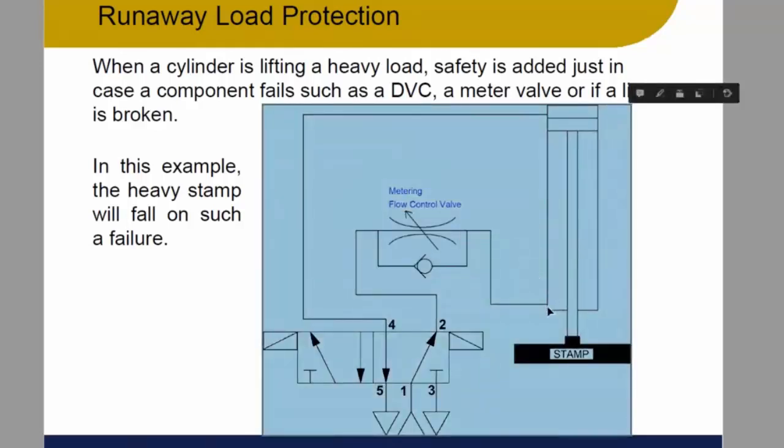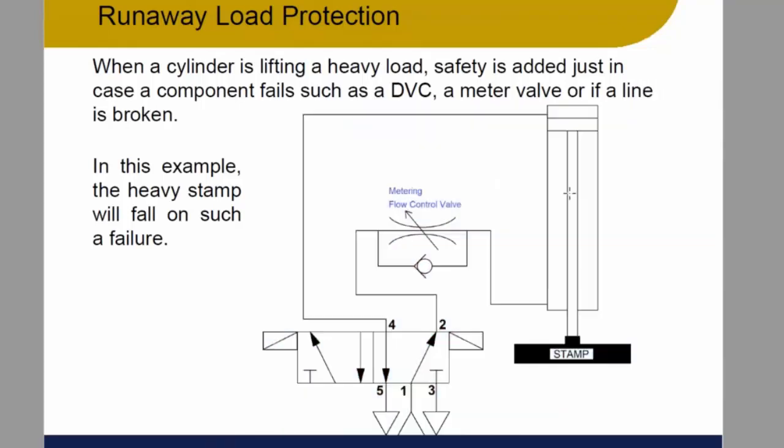So the air coming out of here is going to go through here. It's going to get to here. It's going to see this check valve, and it's not going to be able to go through the check valve. So it's forced to go through the throttle valve, which means that this cylinder will extend slowly. And we want that to happen because I want my stamp to come down slowly, especially if it's in a printing press.